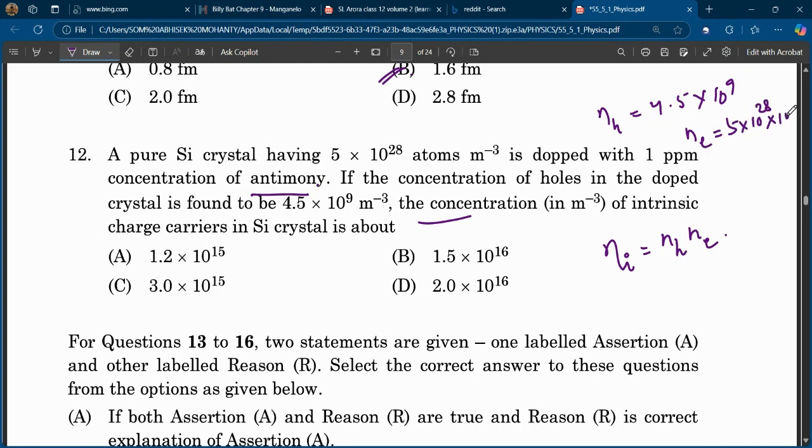so parts per million, that is 10 to the power minus 6. So this becomes 5 into 10 to the power 22. Okay, so 5 into 10 to the power 22, and this one is 4.5 into 10 to the power 9. So just multiply them, you will get the answer.